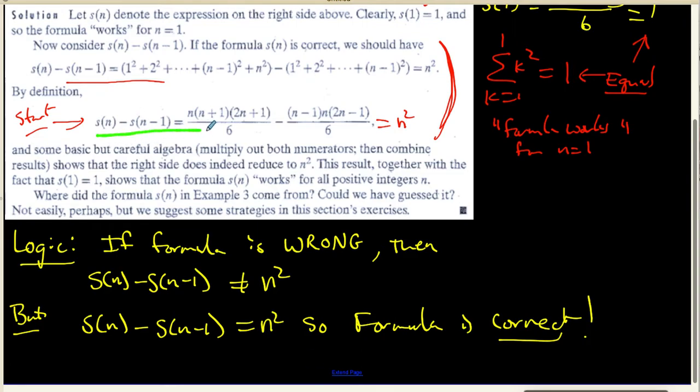So we're going to start here. We want to show that, but the authors say some basic but careful algebra, and then they tell you what it is, shows that this side does indeed reduce to n squared, and then because of the fact that the base step is true, everything works out. Well, there's a lot of algebra that the authors are hiding, and when the authors say something like, basic algebra shows, that's another invitation that you need to get your pencil and paper out and do the algebra. So I want to do that on my next panel.